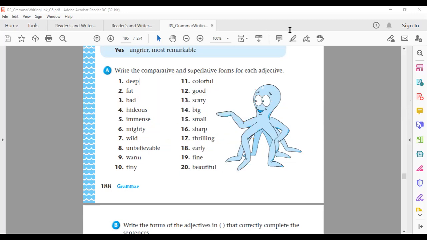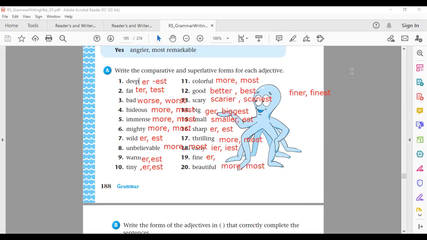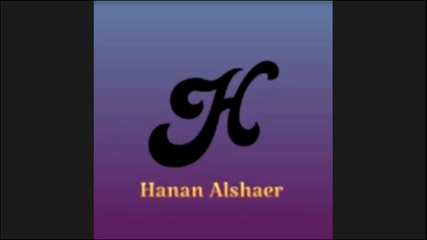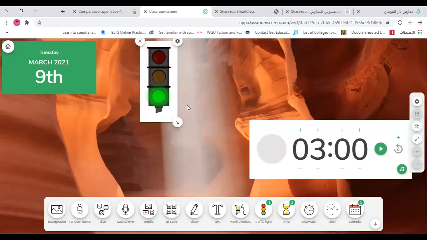So we will complete the next pages, 189 and 190, by yourself, and you have 5 minutes to do that. Are you ready? Yes. Stop this and start with this. I will give you the timer. Next two pages, 189 and 190, by yourself.